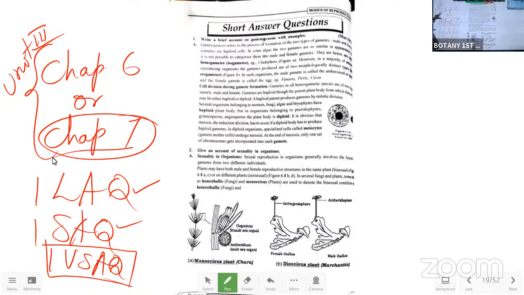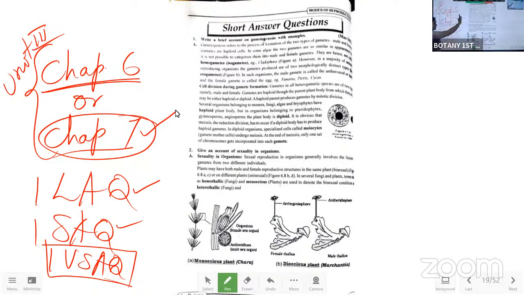Chapter 6 does not have the weightage of LAQ, so from this chapter we have to prepare SAQs only. Sometimes they will give the SAQ from chapter 7 only. We cannot say anything, because this is what they did in March. They take the weightage unit-wise, not chapter-wise, so we cannot assure that the 1 SAQ will come only from chapter 6. We have to prepare from chapter 6 and chapter 7.